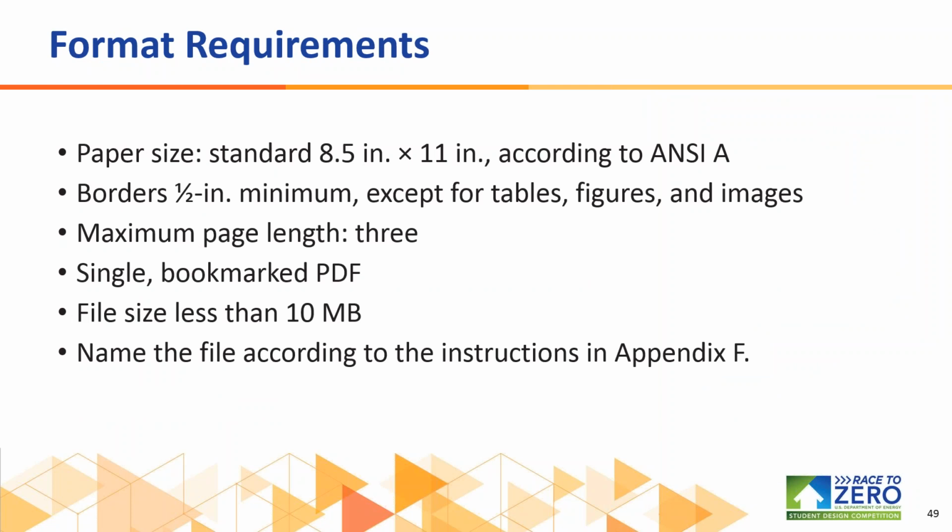The format requirements for the project introduction are as follows. Use standard paper size and ensure the borders are 1/2 inch at minimum. The project introduction should not exceed 3 pages, and the file should not be greater than 10 megabytes so that it can be received at the Race to Zero email. We encourage a PDF to ensure your images and formatting are correct. And then name the file according to the instructions in Appendix F of the guide.